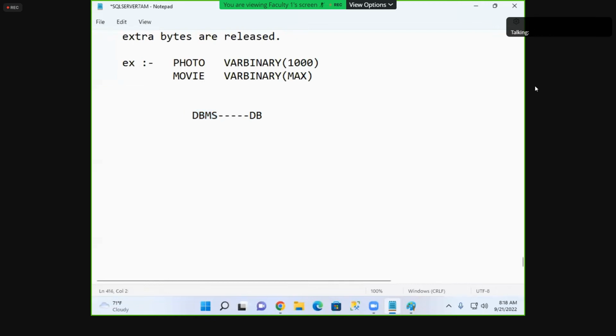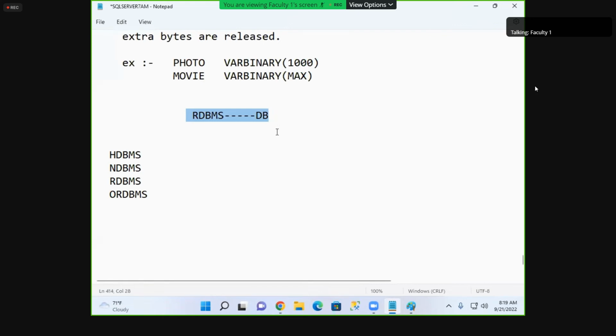And DBMS has different types. What are the different types? HDBMS, NDBMS, RDBMS, ORDBMS. So these are the different types of DBMS. That means here we can use HDBMS, NDBMS, or RDBMS. But HDBMS and NDBMS are outdated. At present, no one is using them. Now everyone is using RDBMS, Relational Database Management System.